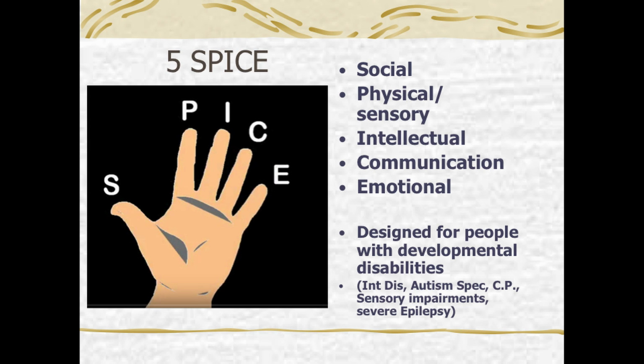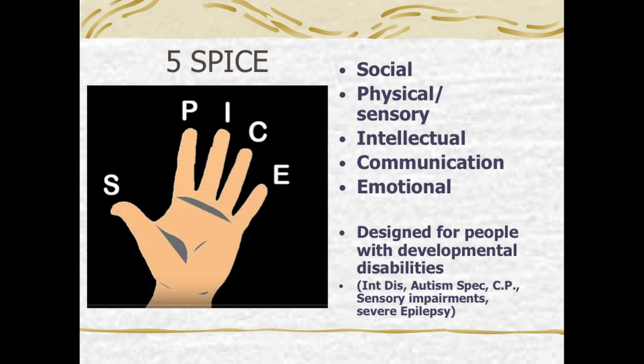S was the thumb for social development or sensory. P was the index finger for physical development, and I, the middle finger, for intellectual disability, and ring finger C for communication, and E, the little finger, for emotional development.